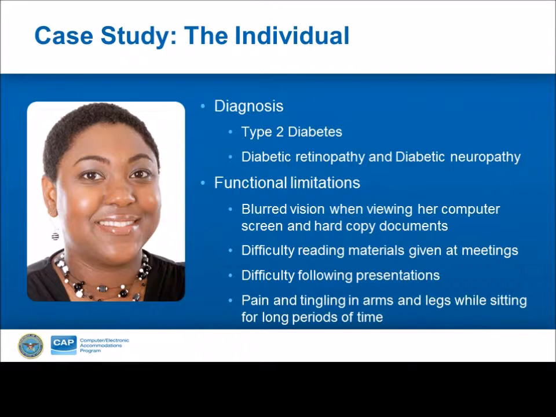After being diagnosed with type 2 diabetes, she started experiencing symptoms associated with diabetic retinopathy and diabetic neuropathy. While working, she has difficulty seeing her computer screen and hard copy documents she needs to review because of blurred vision. She also has trouble reading materials given out during meetings and following presentations made by the staff. Lastly, the nerve damage caused by diabetes is causing pain and tingling in her arms and legs, making it difficult to remain comfortable while sitting for long periods of time.